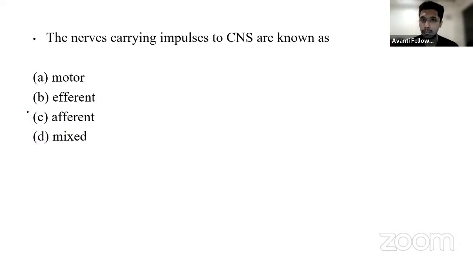The nerves carrying the impulses to the CNS are known as: motor, efferent, afferent, or mixed. Again, I will launch a poll. Let's make it quick. Even this is a direct question.